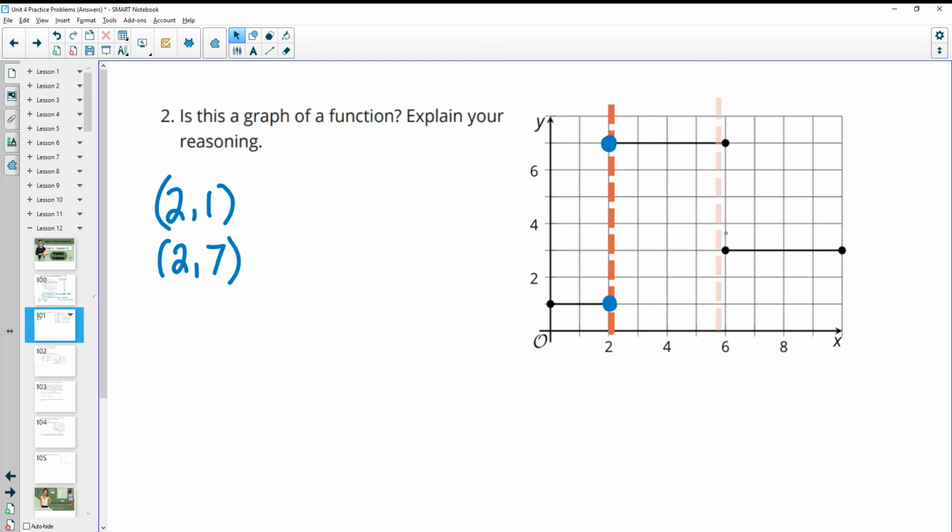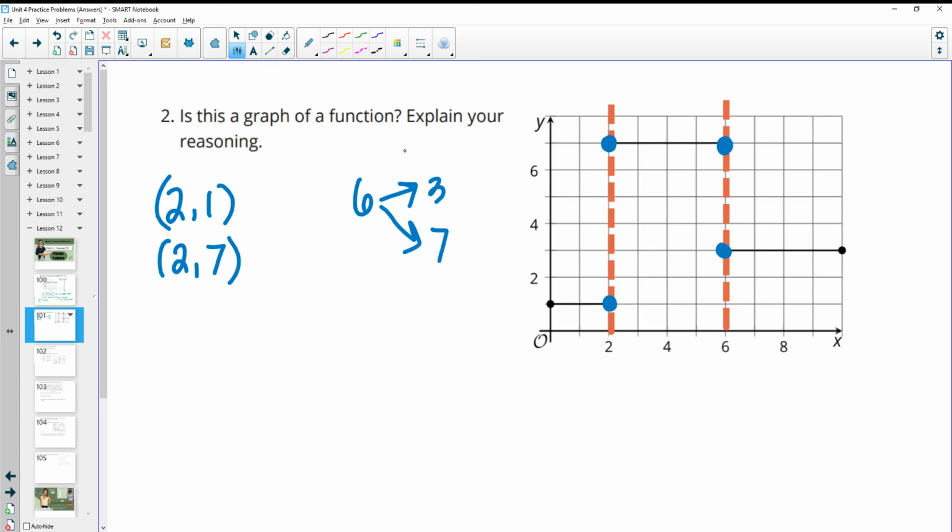You could also explain it from 6, because 6 has the same thing happening. 6 is going to 3. It's giving you an output of 3, and it's giving you an output of 7. And we know that in order to be a function, every input can only go to one output.